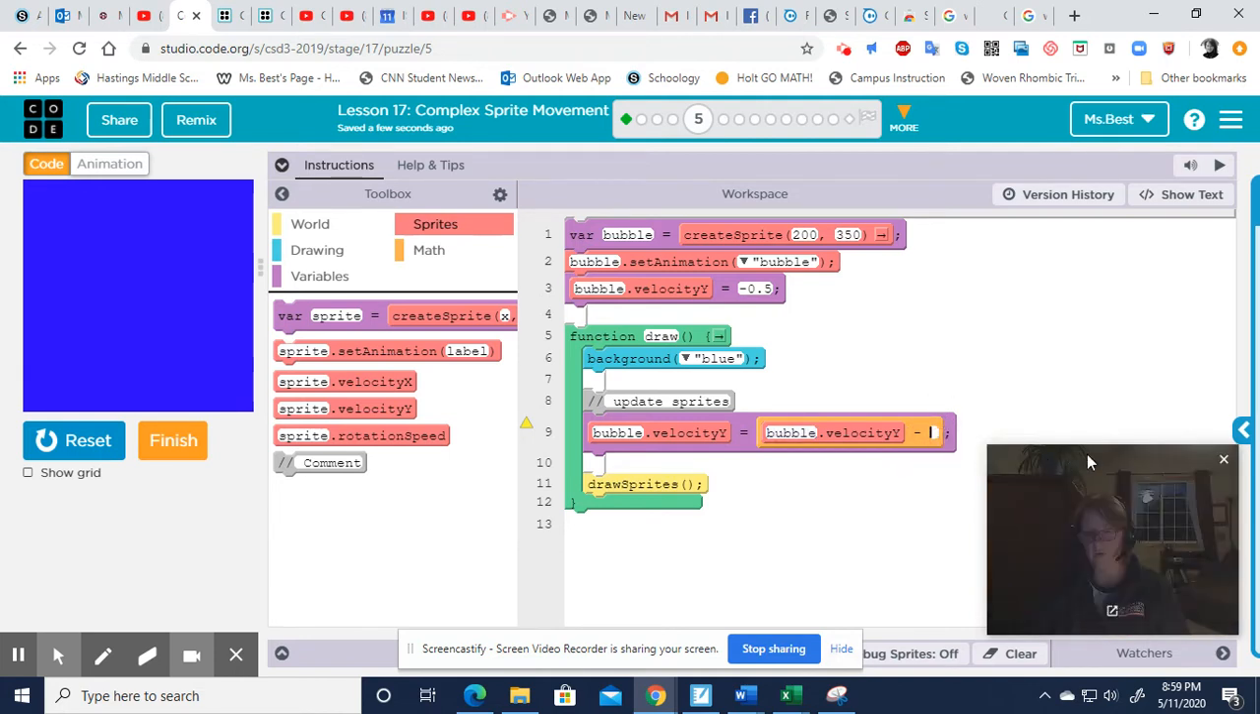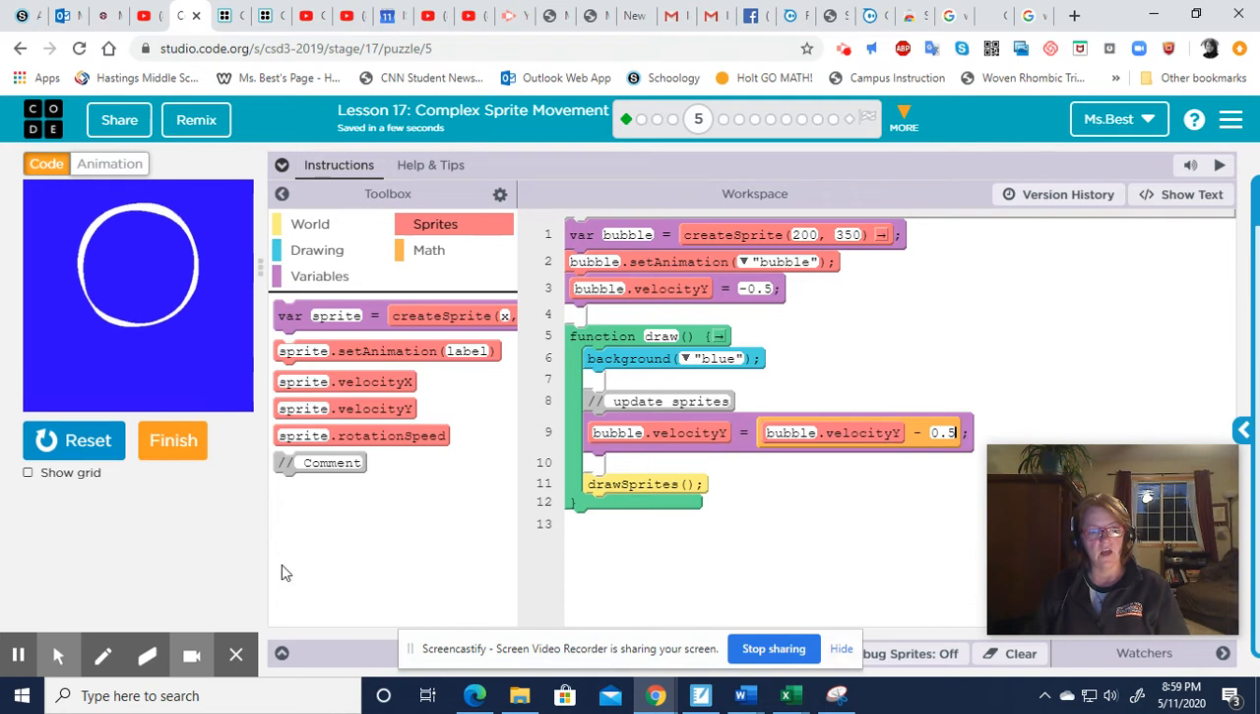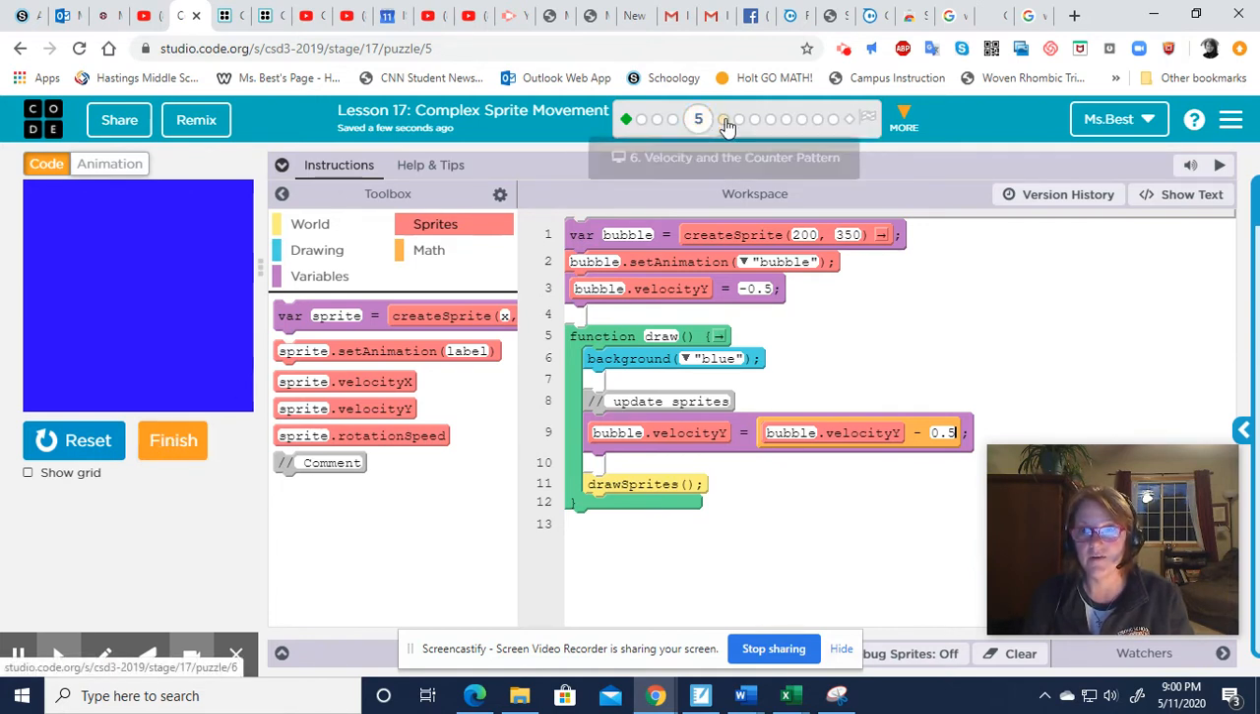So why don't we just try 0.5? You hit run and play and see if you like that. Okay, or maybe you want to slow it down a little. Maybe you want it to go crazy levels. Play around with this one, pause me, and then when you're ready, click finish and start me up again for level number 6.